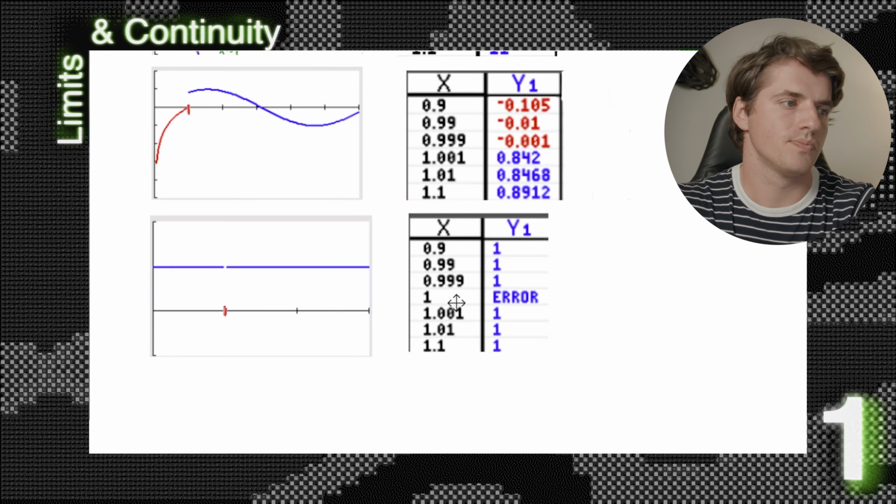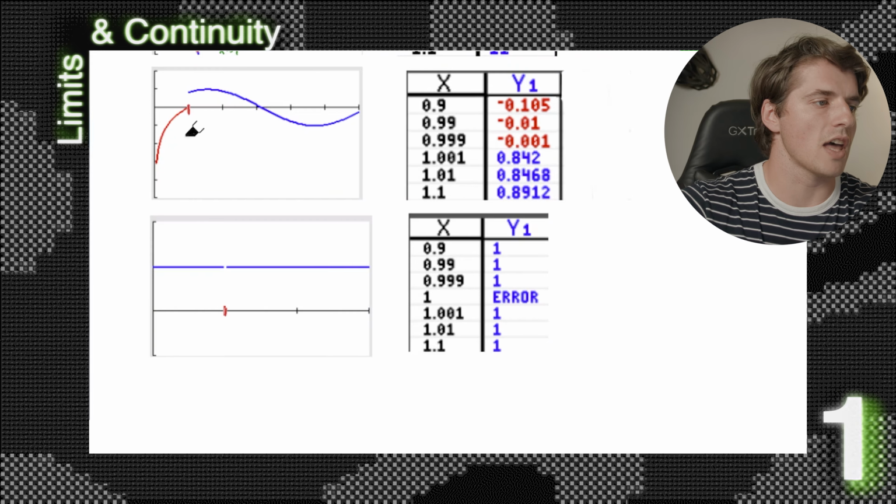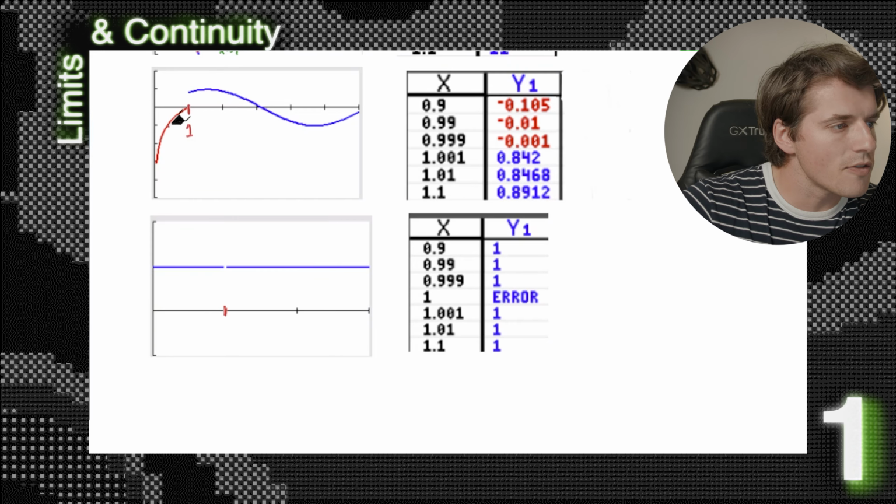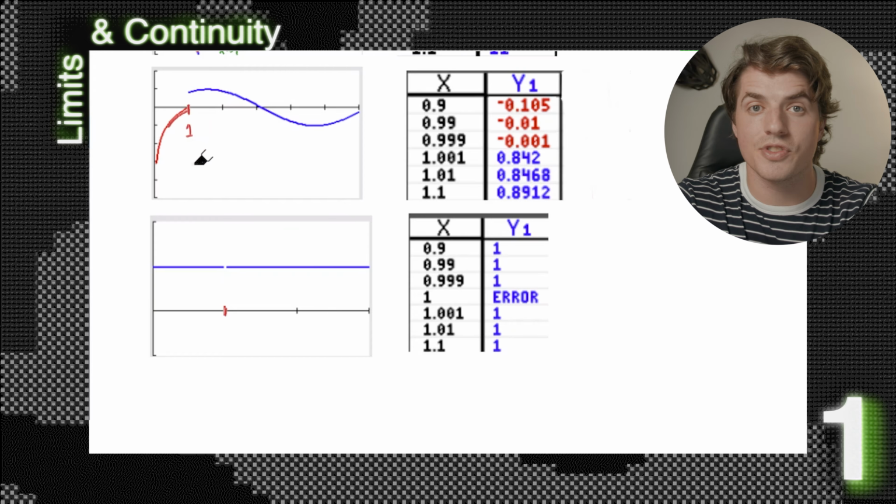Let's look at the third. Okay, so the left-sided limit as we go towards 1, if I follow this graph, it looks like we're going towards 0.